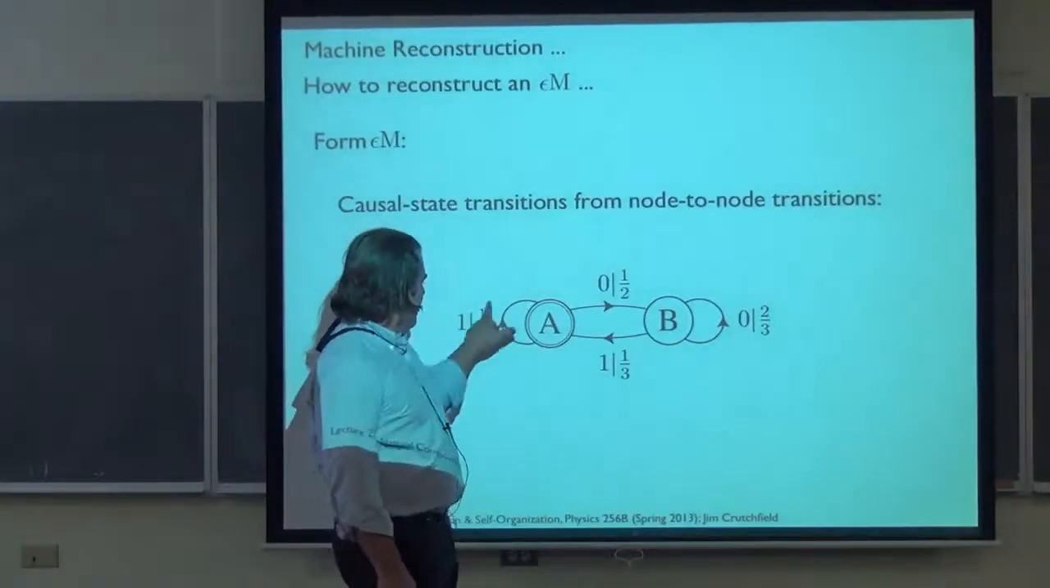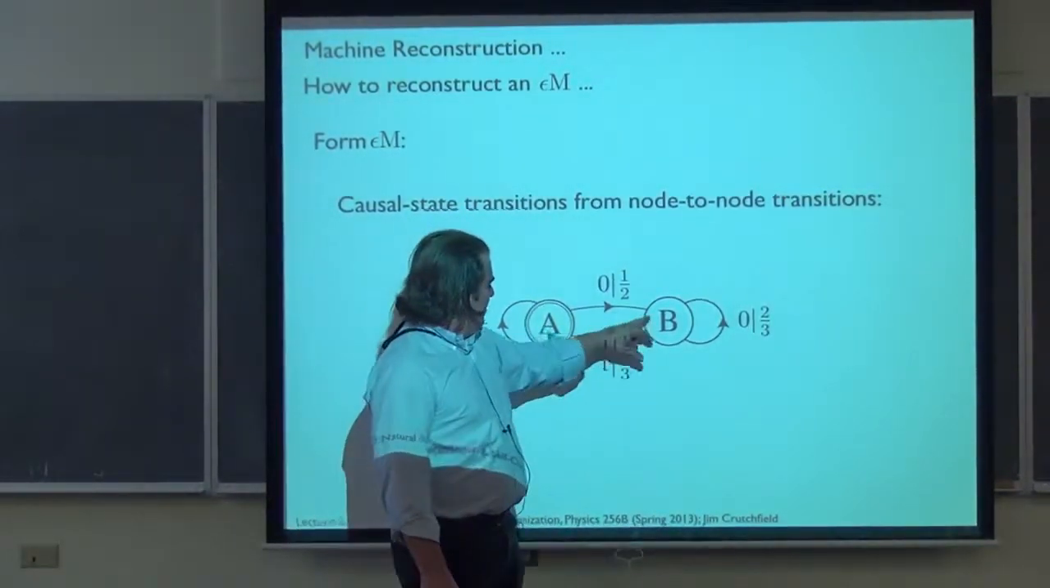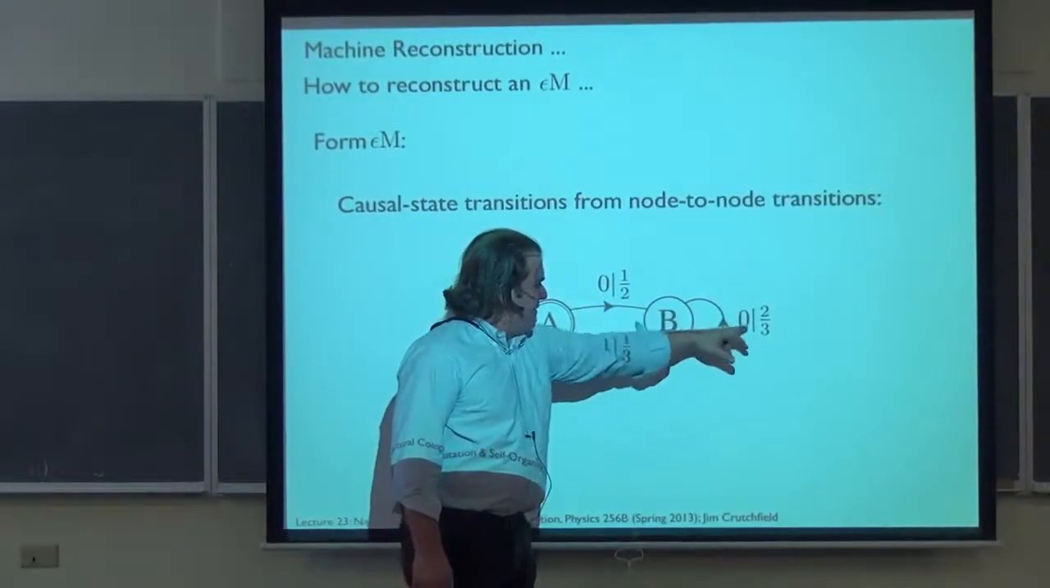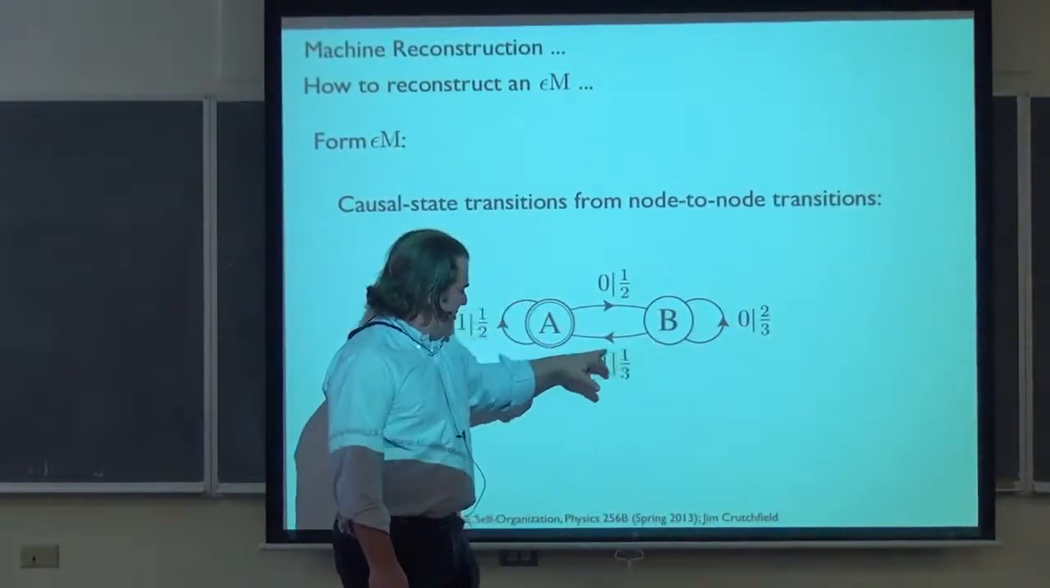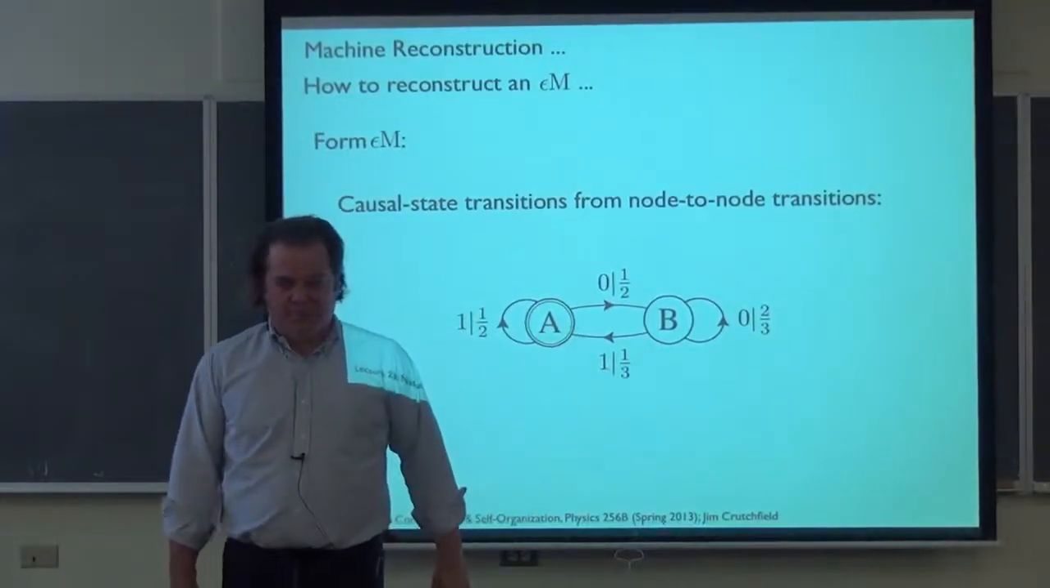So A goes to A on symbol 1 with a half. I just fill in the transitions. A goes to B on symbol 0 with a half. B goes to itself on symbol 0 with 2/3. And then B goes back to A with probability 1/3 and generates a 1. Okay.